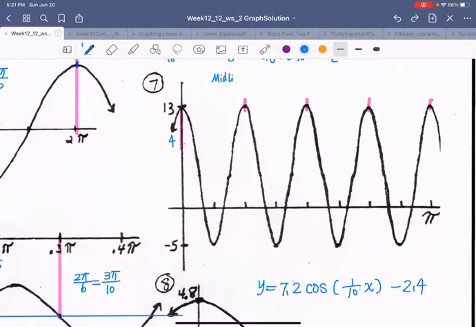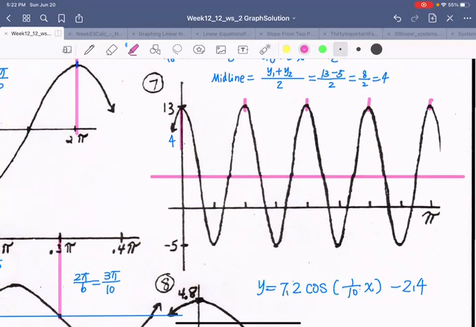Your midline is going to be your y1 plus y2 divided by 2. That's the midline. Y1 is 13. Y2 is -5. And then divided by 2. 13 minus 5 is 8. 8 over 2 is 4. So the midline position is at y equals 4.